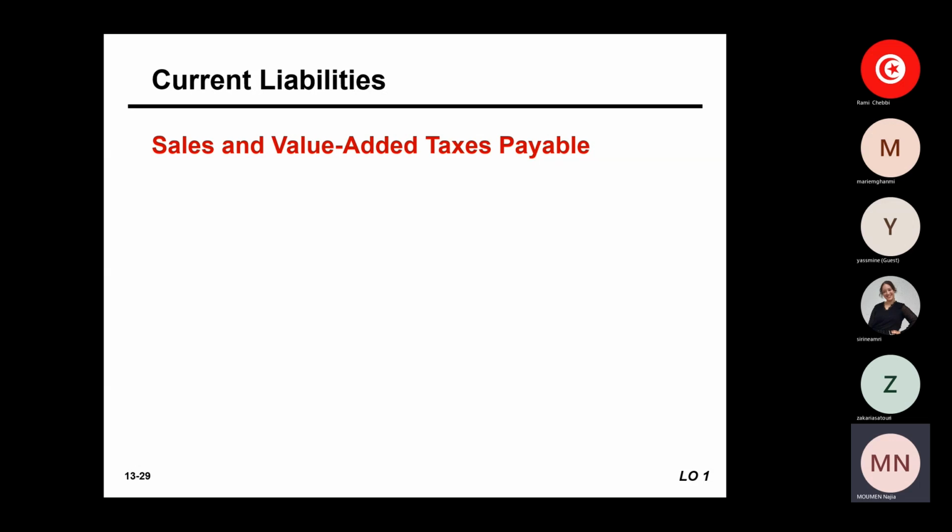Other types of current liabilities are related to sales and value-added taxes payable. I guess you already had an idea about the value-added taxes and sales taxes.